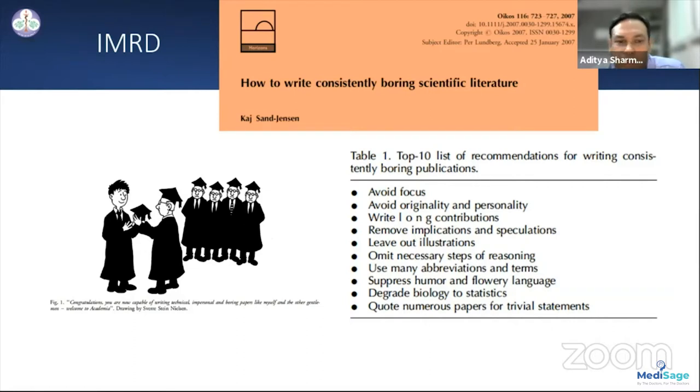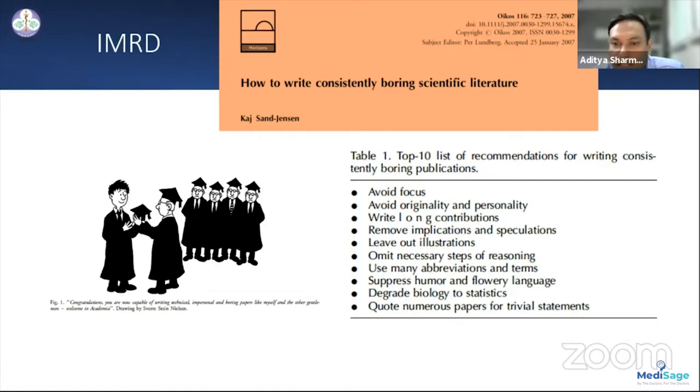boring scientific literature. And if you do these 10 points in your study, definitely it's not going to get published. So if you are avoiding focus, avoiding originality and your personality, you are writing long contributions at the end of each sentence, you are removing implications and speculations, you are taking basically the essence out of your publication or your work which you have done, you are leaving out illustration and just writing and writing, these are the points which will take your publication into the garbage bin.